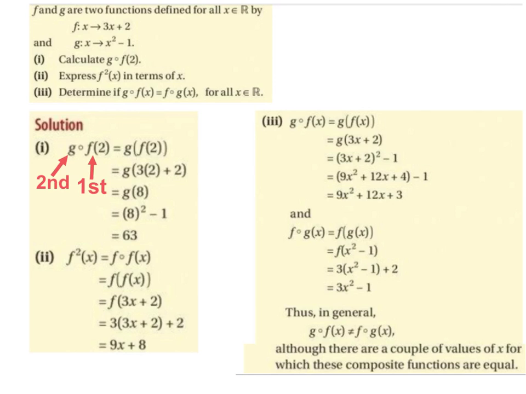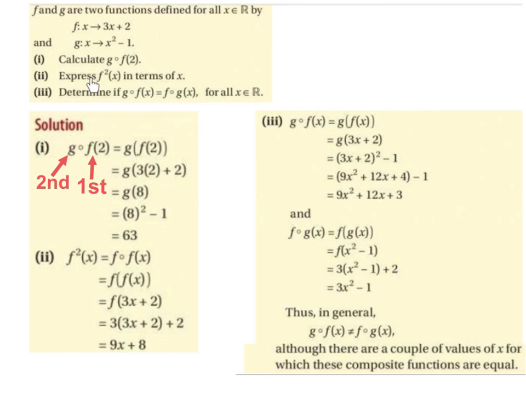So we're going to sub 8 in place of the x in the g function. So g of x is x squared minus 1. So it becomes 8 squared minus 1, which gives us 63. So g after f of 2 is 63. So what we did was we substituted 2 into the f function first, and we end up getting 8, and then we subbed 8 into the g function second, and we end up getting 63.